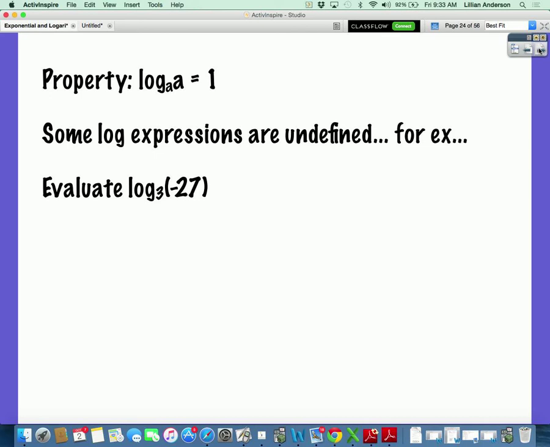If I wanted to write this in exponential form, this would be 3 to the x equals negative 27. And just like that one problem that I think was on your homework, there's no possible number that you could raise 3 to get negative 27. Okay? So do be aware.